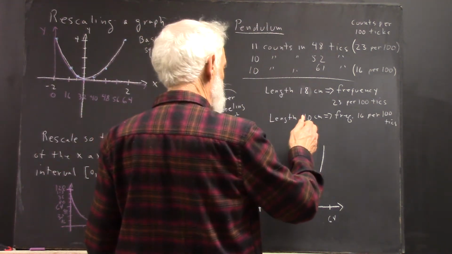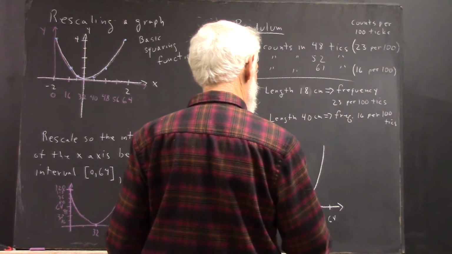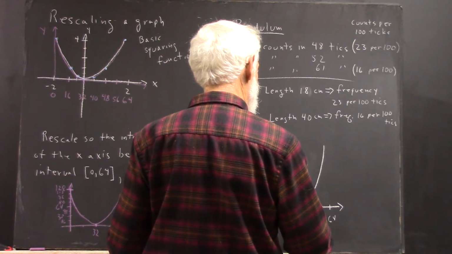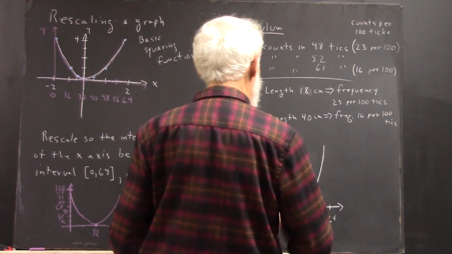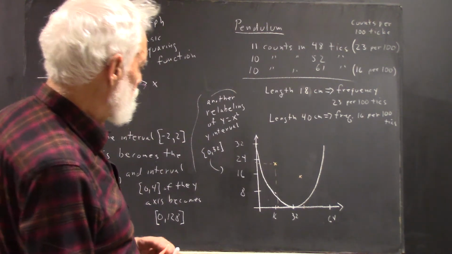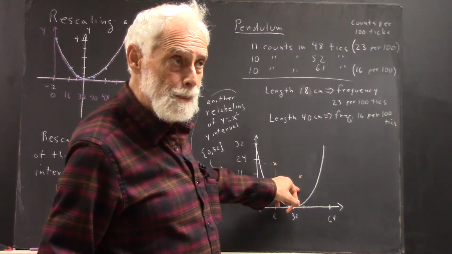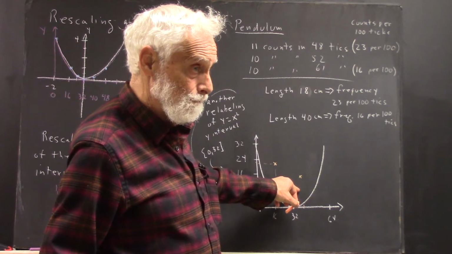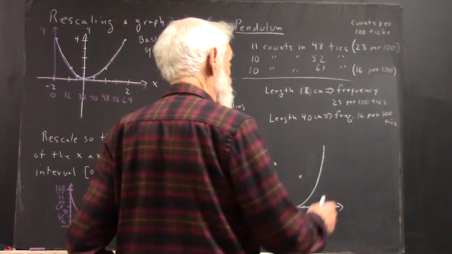And then we've got the point 40, 16. Well, 40 would be up here, and 16 would be about here. Okay? So those points don't fit the graph very well. No reason to expect they would. Try to make it so they would.